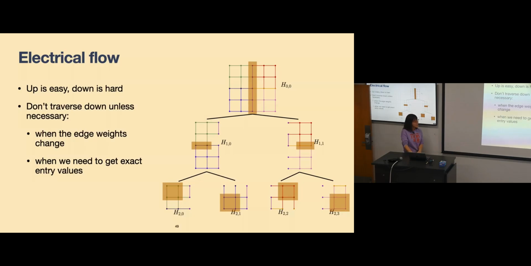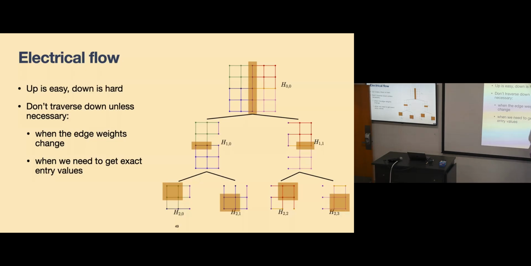Okay, so up is easy, and that's solved. And what about coming down? We don't want to traverse the whole tree at every step. So let's just go up and then leave it as is, right? So we have some information at each node.